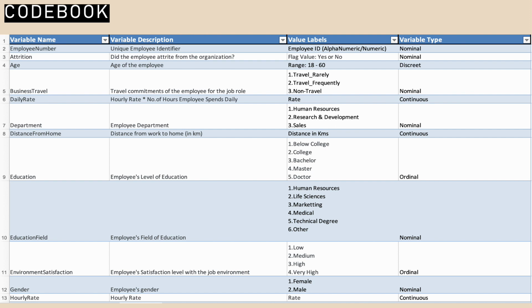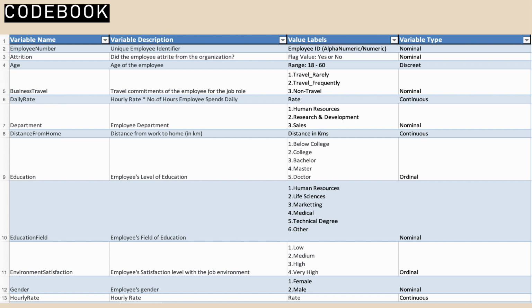Then we have distance from home, which is the distance from work to the employee's home. It is measured in kilometers, and it can be in decimal, so that's why it's continuous. Then we have education, which represents the education level of the employees, and we have five values for it, which are below college, college, bachelor, master, or doctor. Since it has an implicit ranking, it is considered an ordinal variable type.